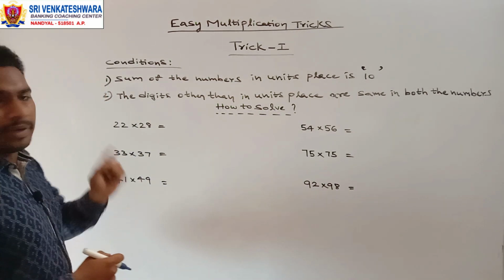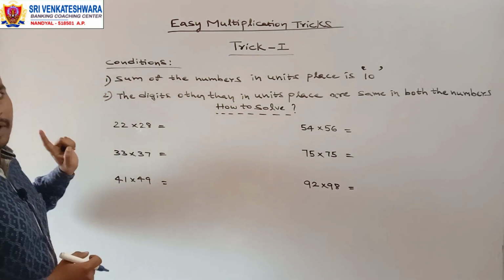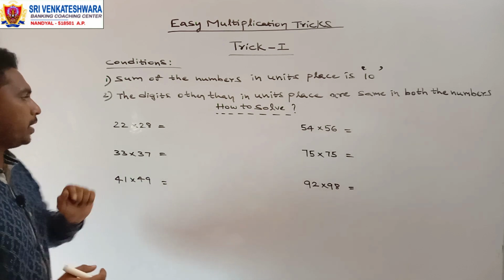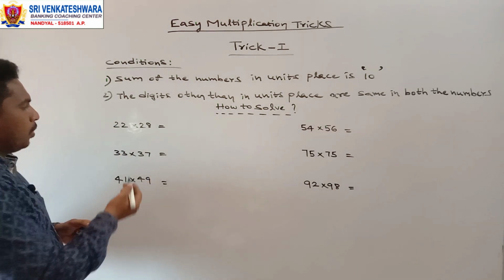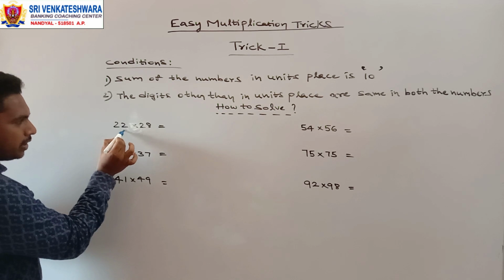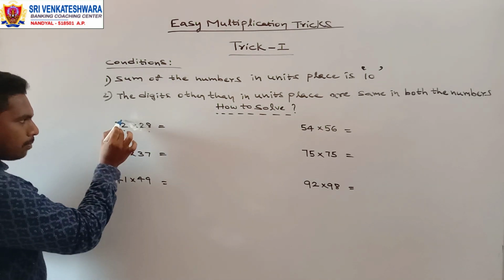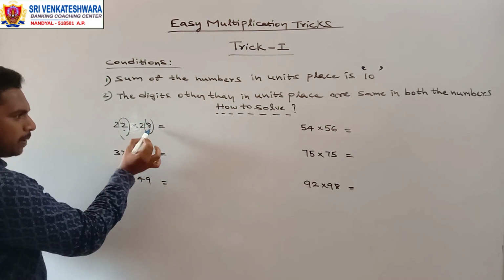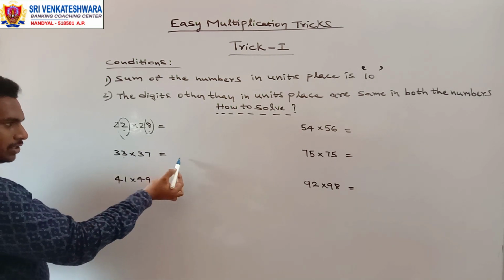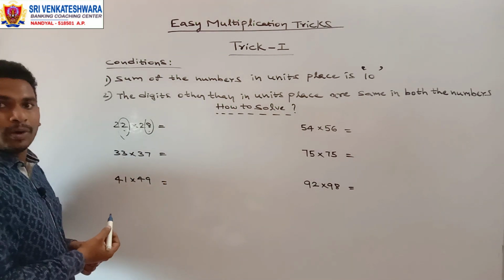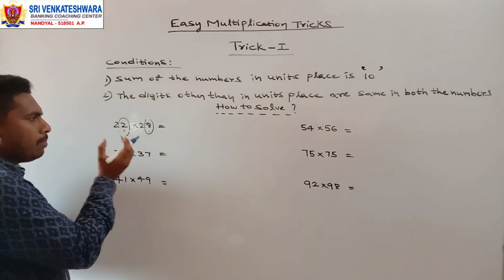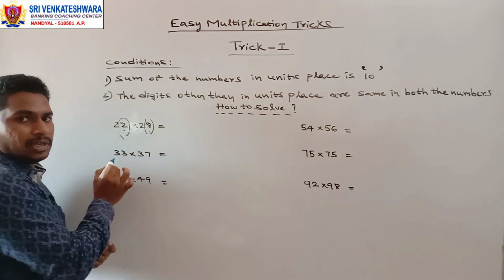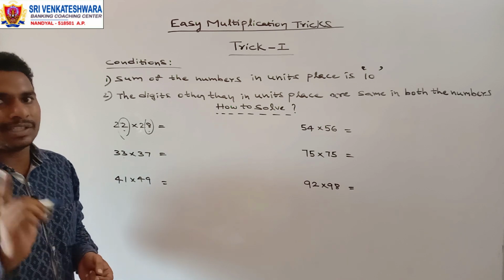Here it is trick 1. These are the two conditions. Let us see the first condition, the sum of the numbers in units place is 10. I have written some examples, you just have a look. This is the units place for the two numbers. The sum of the numbers in units place must be equal to 10. So 2 plus 8 is 10, 3 plus 7 is 10, 1 plus 9 is 10. Like that, whatever number is present in units place, if you add the two numbers, the sum must be equal to 10. That's our first condition.